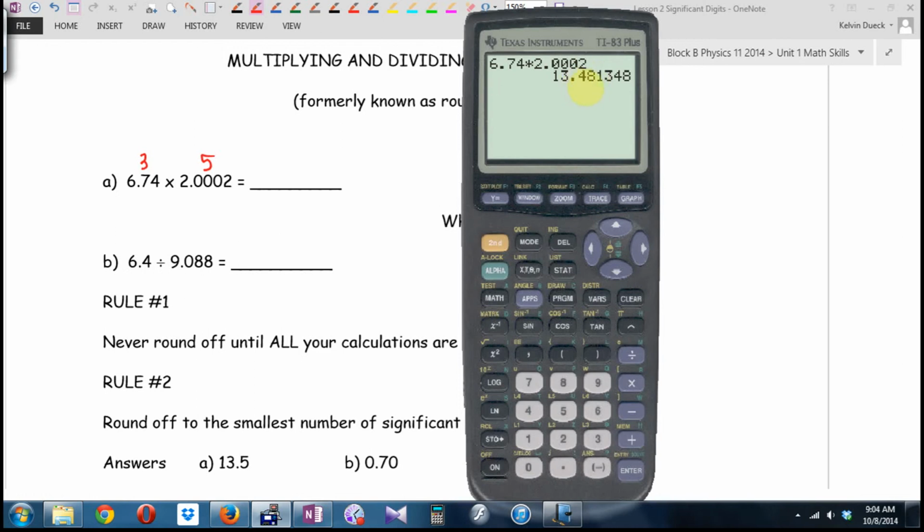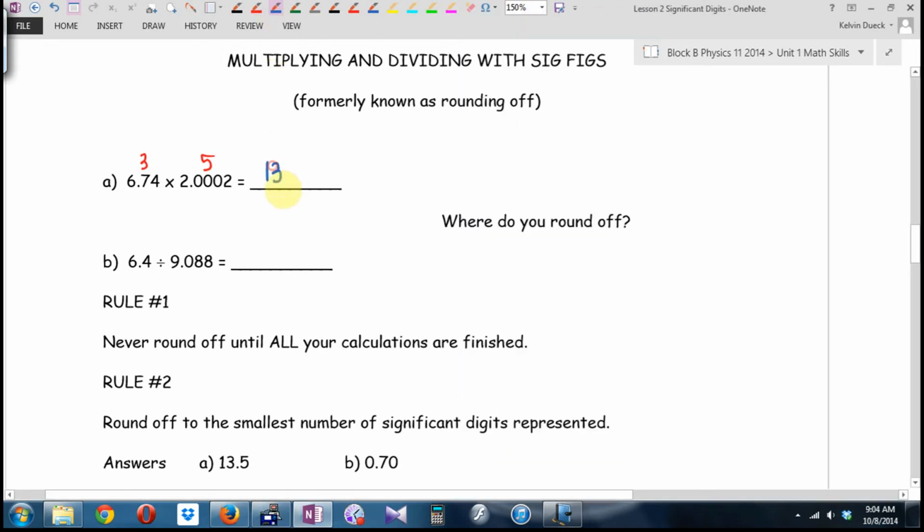So these are the rules for rounding off with actual measurements. These are the Sig Fig rules. I would say the answer is 13.5. I would go to 3 Sig Figs. Multiplying and dividing, you go to the fewest number of sig figs in your data.